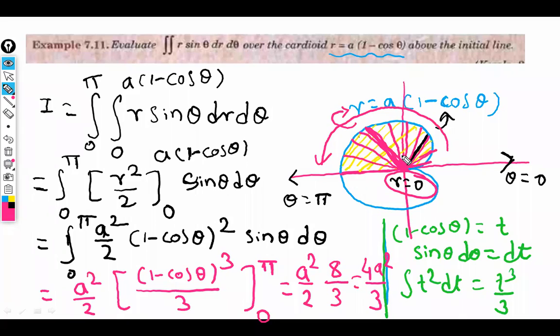Sir, please tell me the rough part which you did. This is the substitution method we used to integrate: 1 minus cos theta as t. Then what is the value of sin theta d theta as dt then?